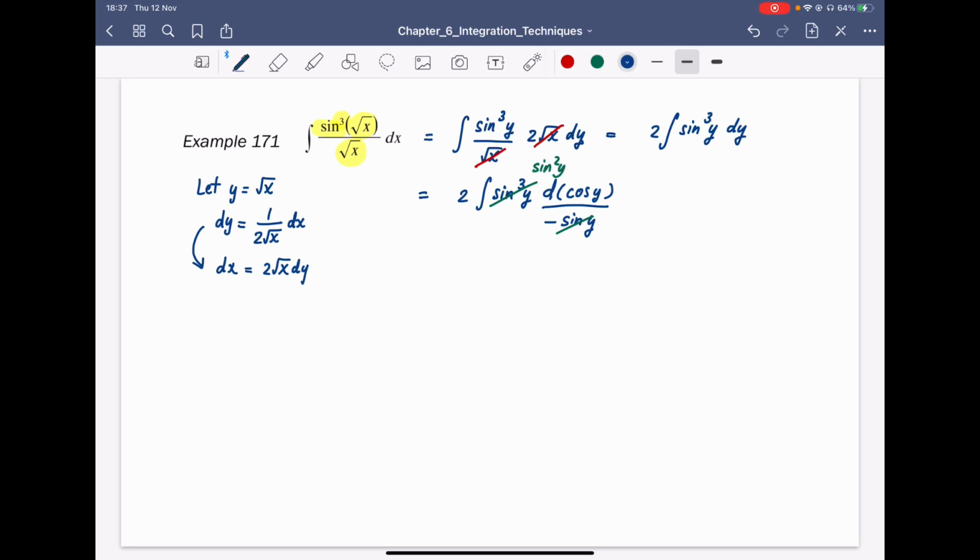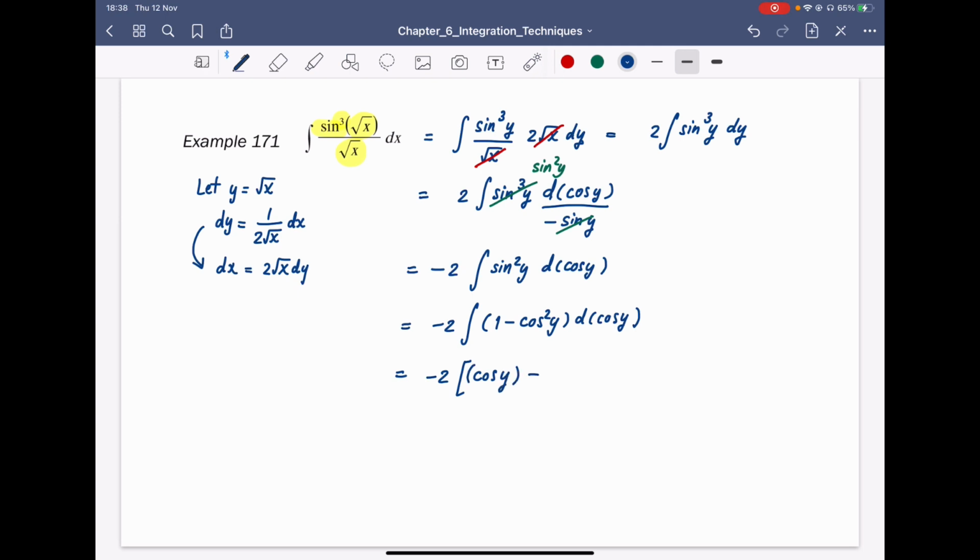So on the next step, I am going to have 2 times the integral of sine square y d cosine y, with a negative sine in front as well. And then now I can use the trigonometric identity to switch sine square y to 1 minus cosine square y, d cosine y, which is good now, right? So now I can integrate. The integral of 1 d cosine y gives cosine y, right? And then the integral of cosine square y d cosine y gives cosine cube y over 3.